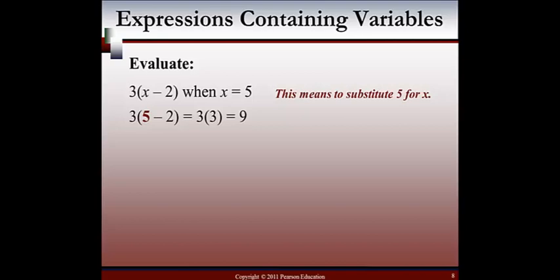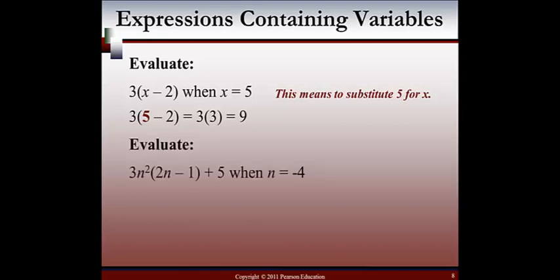Okay, and then we're going to do our order of operations. So we have parentheses, so we're going to do that first. So we're going to take 5 minus 2, which will give us 3. So we get 3 times 3, and that'll give us 9 as our final answer. So let's evaluate another problem.